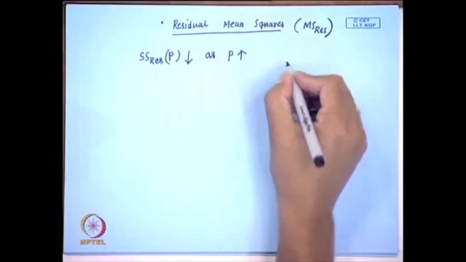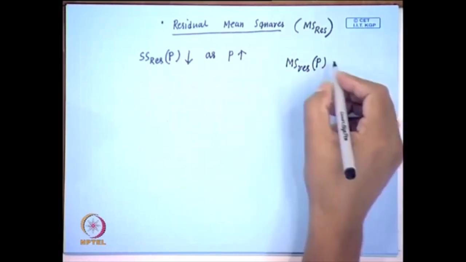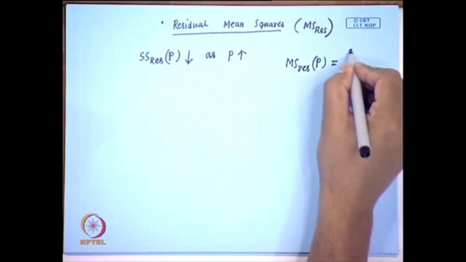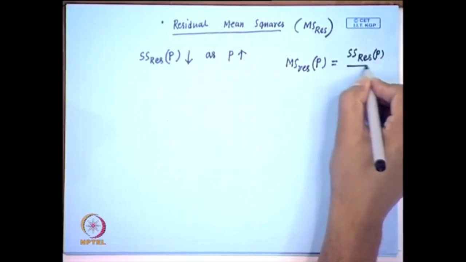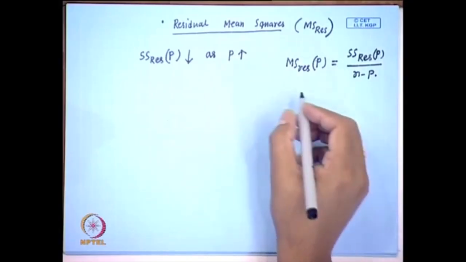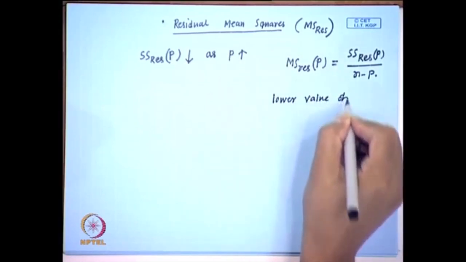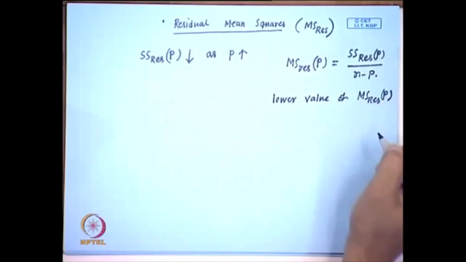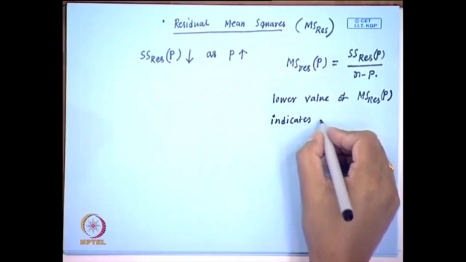Now, what is MS residual? MS residual associated with a model involving p minus 1 regressors is equal to SS residual p divided by n minus p. And of course, a lower value of MS residual p indicates a better fit.